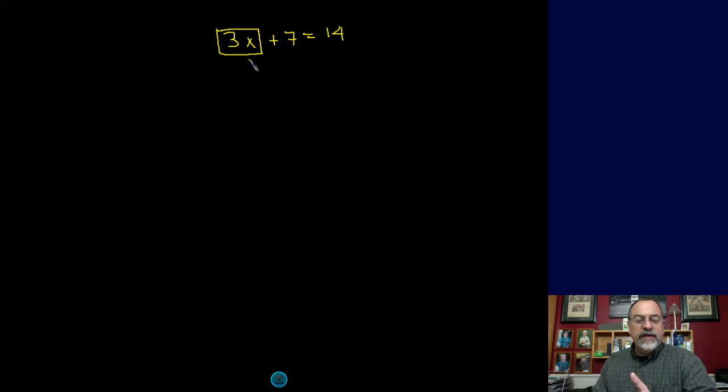So the first thing that I do, make sure you make a note of this, the first thing that we always do is we isolate the term that has the variable. That's always been our first step. We move everything to the other side so that the term that has that variable is all by itself. We do that by doing inverse operations, so we subtract the 7 over here.